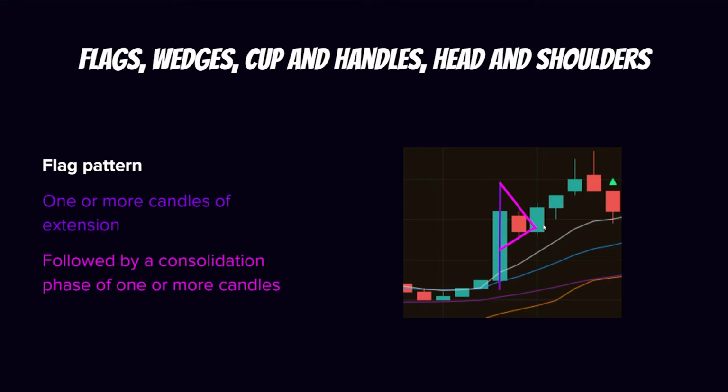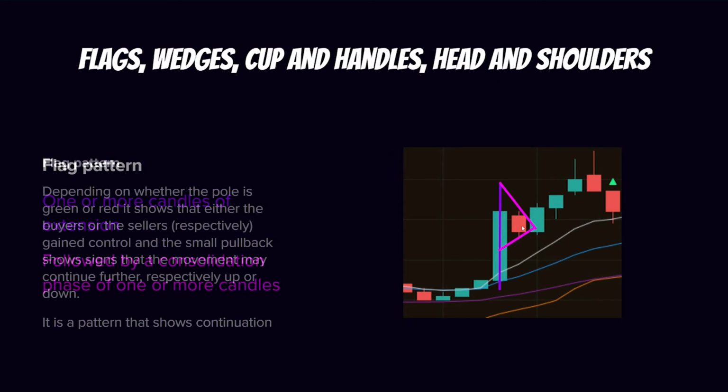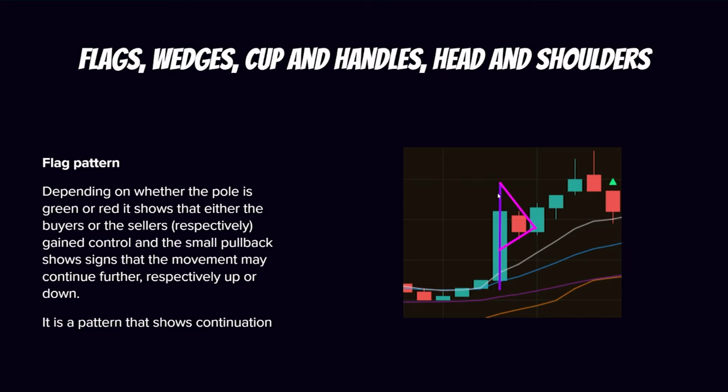It depends on several things, but what matters is that there are no weird shapes after this consolidation. And with weird shapes, I mean candles shooting higher or lower. It must be a consolidation phase where the price stays almost in the same place. Clearly, depending on whether the pole is a green candle or a red candle, so coming from here, it goes down and then consolidates here, it can be a bullish or bearish flag pattern.